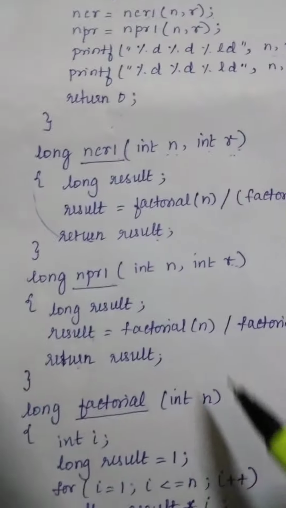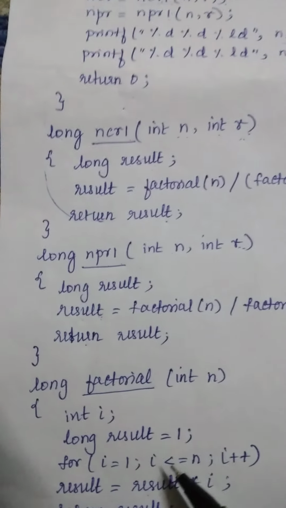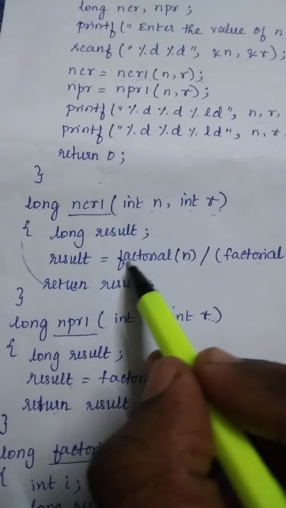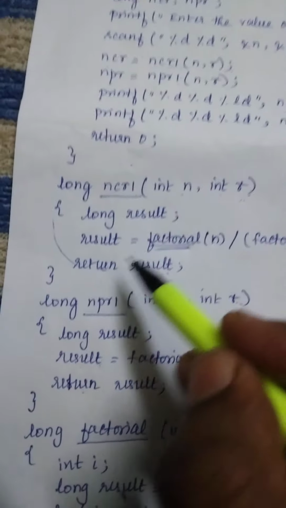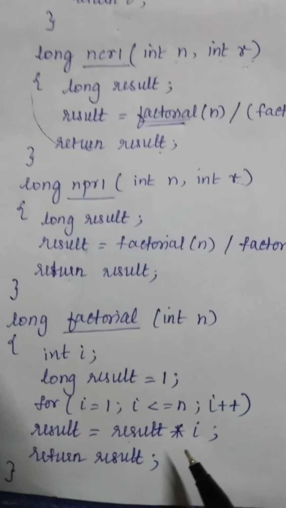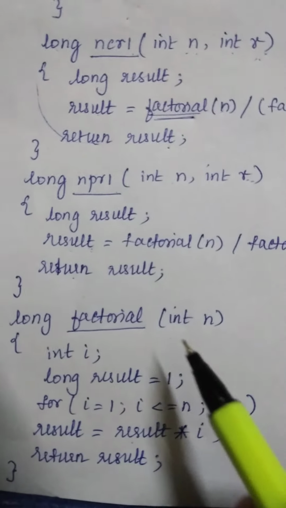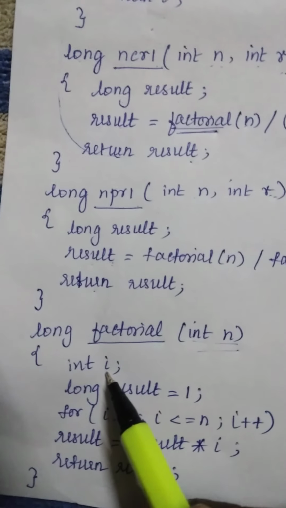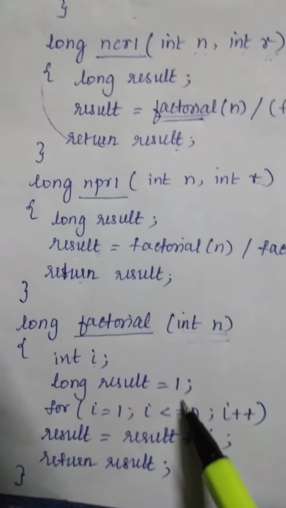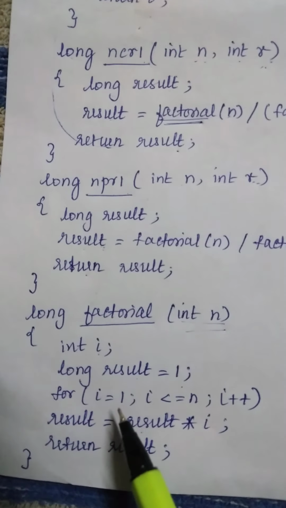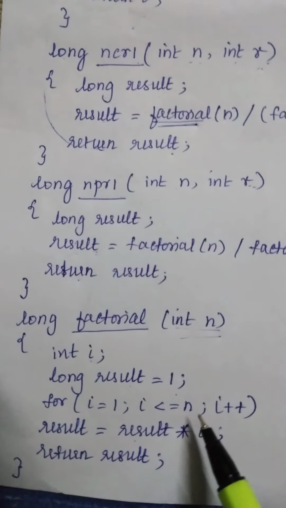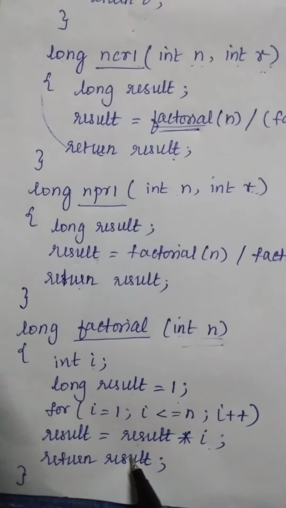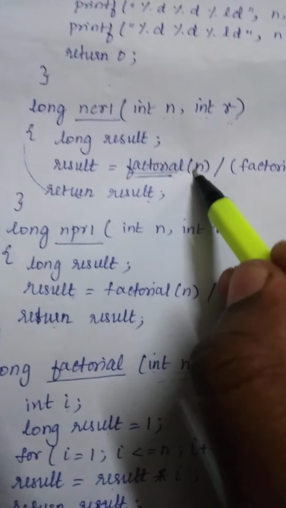Okay, the third function is factorial. When the program counter sees this line, it calls this function factorial. Here we are just calculating the factorial of the values, so a single argument is enough. Internal local variable i, long result equals 1. We are using a for loop: for i equal to 1, i less than or equal to n, i plus plus, result equals result into i. Returning the result here, so the value will be placed here.